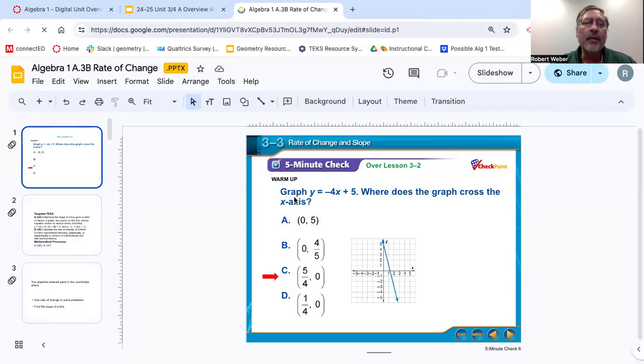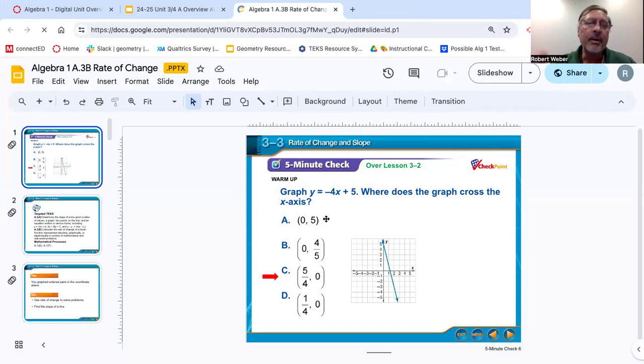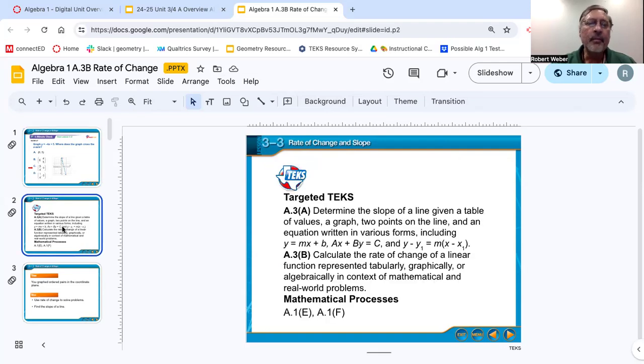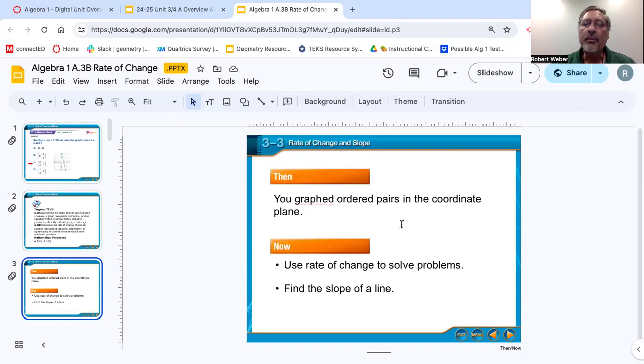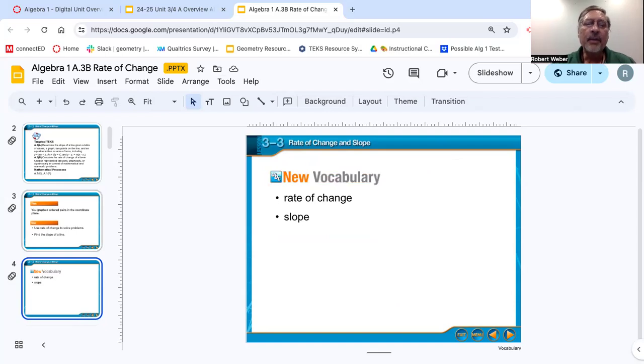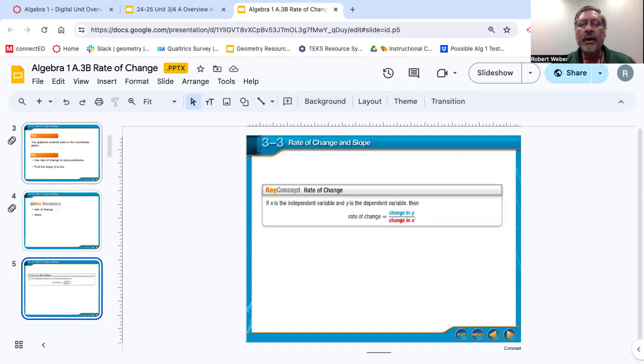Within all of the McGraw-Hill slide decks, and this is 3B, rate of change, there is a warm-up that you can pop up on the board for your students to work as they come in the classroom. We do, of course, talk about the targeted TEKS here, 3A and 3B. It does give you basically where the kids are at and what you're trying to accomplish today, your objective, I guess you could call it.